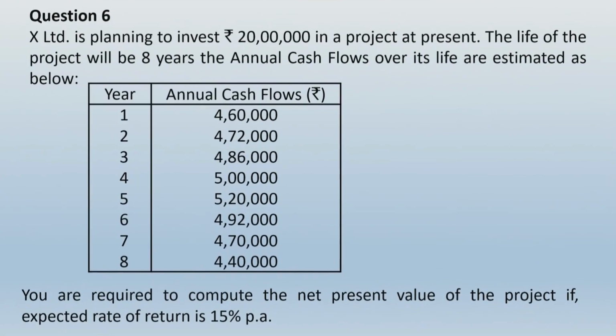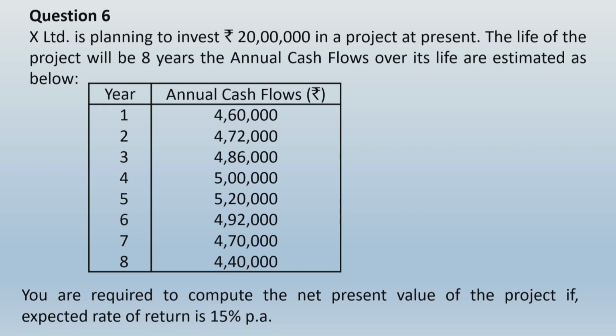Let us read this question. X Limited is planning to invest rupees 20 lakhs in a project at present. The life of the project will be 8 years and the annual cash flows over its life are estimated as below. Year 1, 2, 3, 4, 5, 6, 7, 8 and annual cash flows in each of these 8 years have been given. And what we can identify is that cash flows are not uniform. These are different amounts of cash flows.